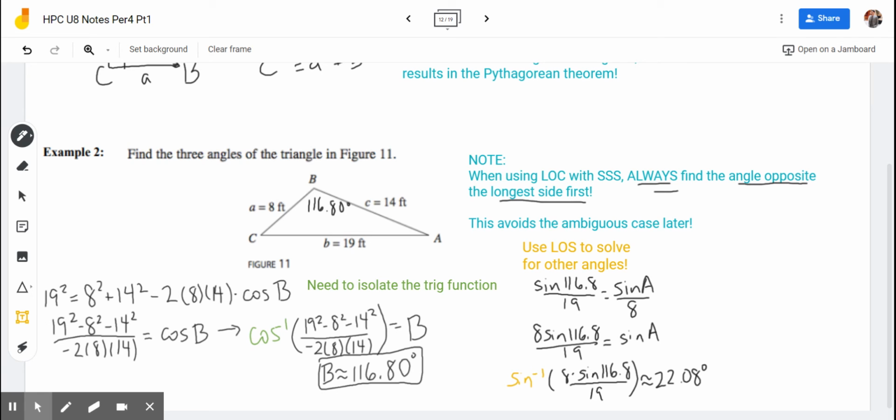Okay. And then angle C, right? We could just add these two together. So this is angle A. And then we could just say, well, angle C is just 180 minus angle B plus angle A added together. So angle C should be about 41.12.